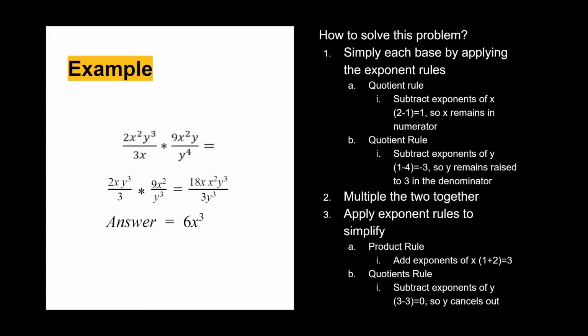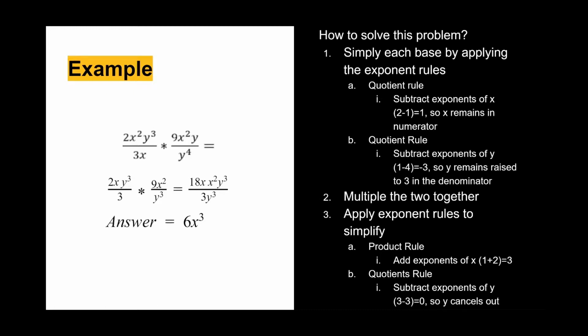So for the first one, you're going to apply the quotient rule to x. So you would subtract the exponents of x, which is 2 minus 1, which equals 1, so x remains raised to 1 in the numerator. And then you also have the quotient rule for y, so you subtract the exponents of y. So it's 1 minus 4, which equals -3. So since y is raised to the -3rd power, y remains raised to 3 in the denominator.